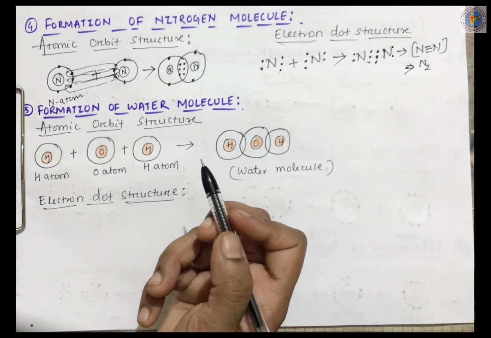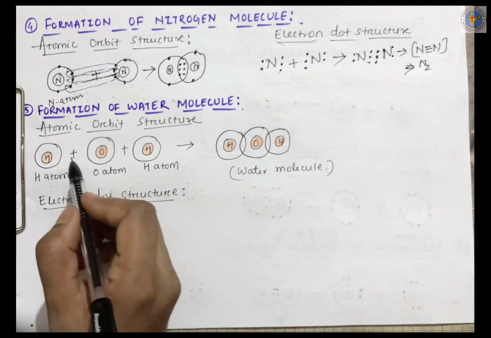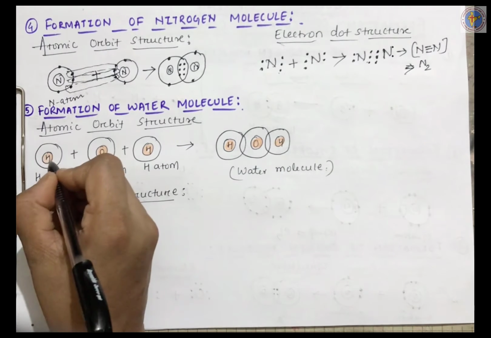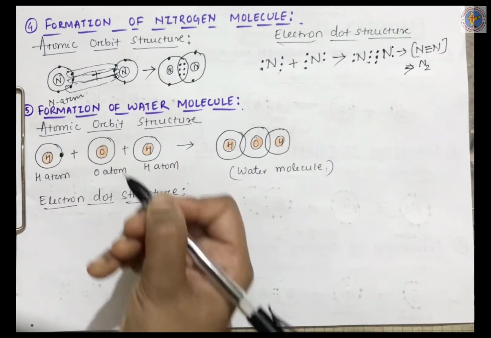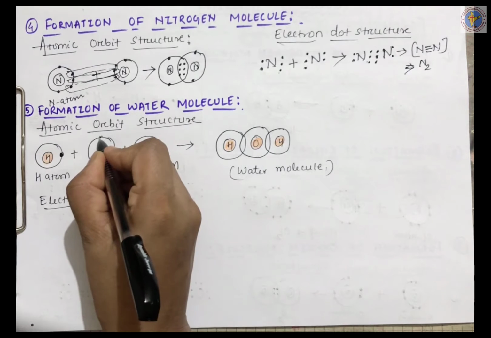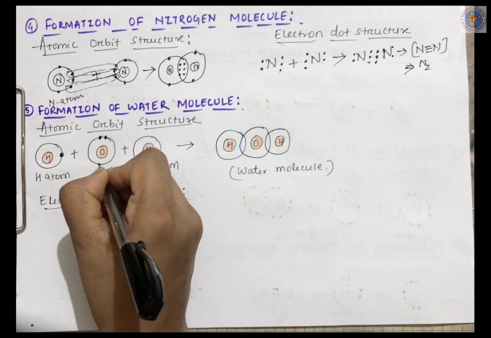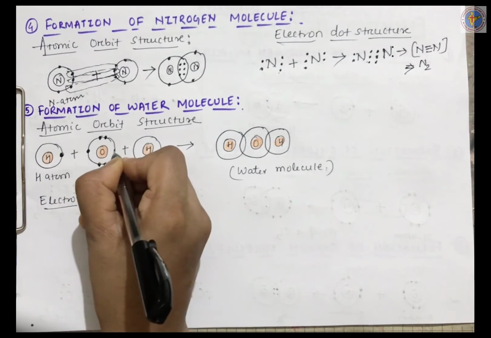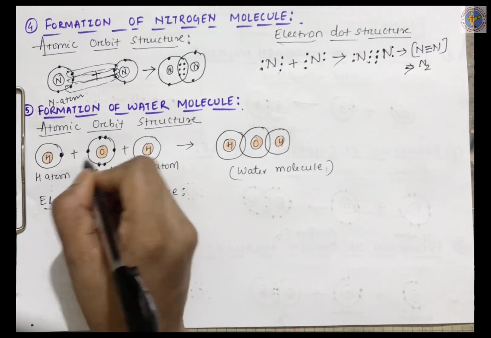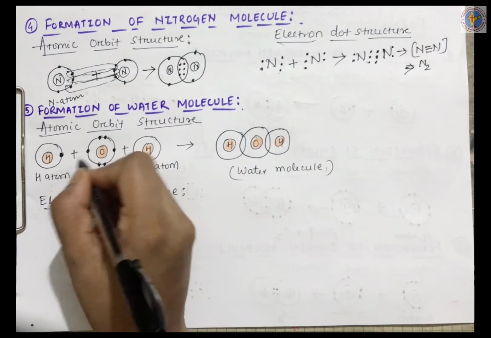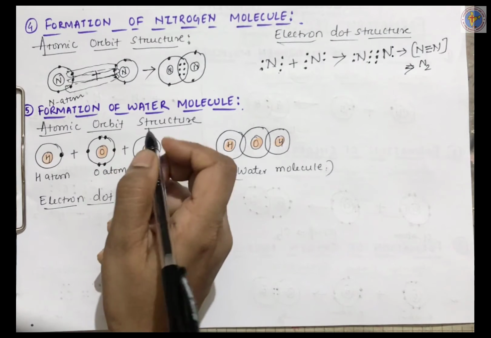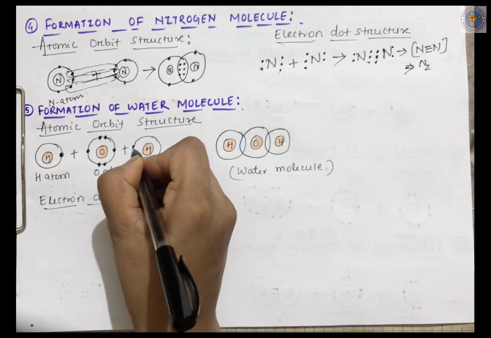Formation of water molecule. Tell me, children, how many electrons are present in the outermost shell of hydrogen atom? 1. Yes, so let us draw the 1 electron. Similarly, how many electrons are present in the outermost shell of oxygen atom? You know very well, 6. So here 1, here 1. Why am I showing it like this? So that the sharing of electrons between the atoms can be shown properly and clearly. Here also 1 electron.